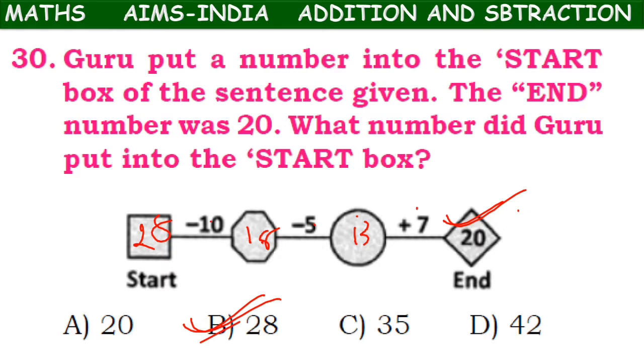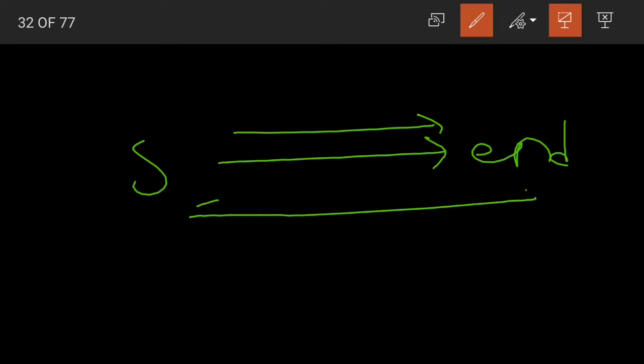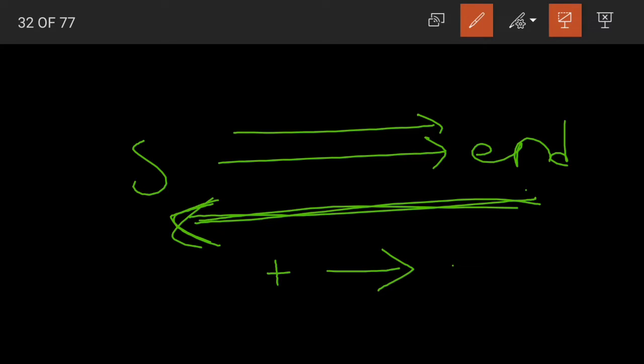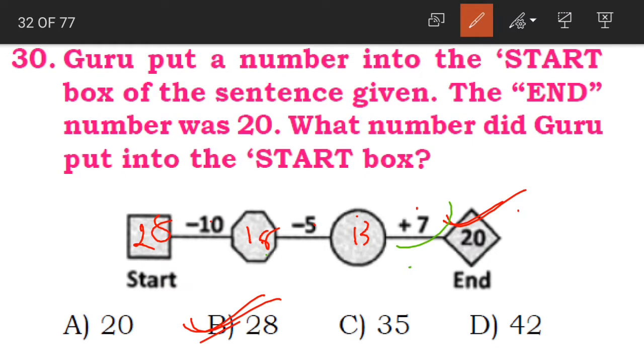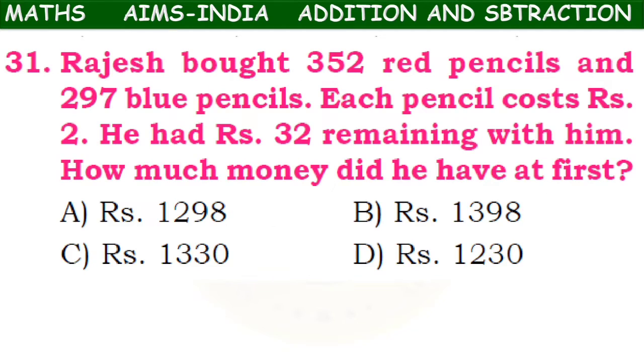Clear, children? See, when you go from a starting point to the end point, you walk in the correct order. When you go in the reverse order, you use opposites: the opposite of addition is subtraction and the opposite of subtraction is addition. You can do it this way, going in the opposite direction, or with the help of the trial and error method you can go in the same direction.